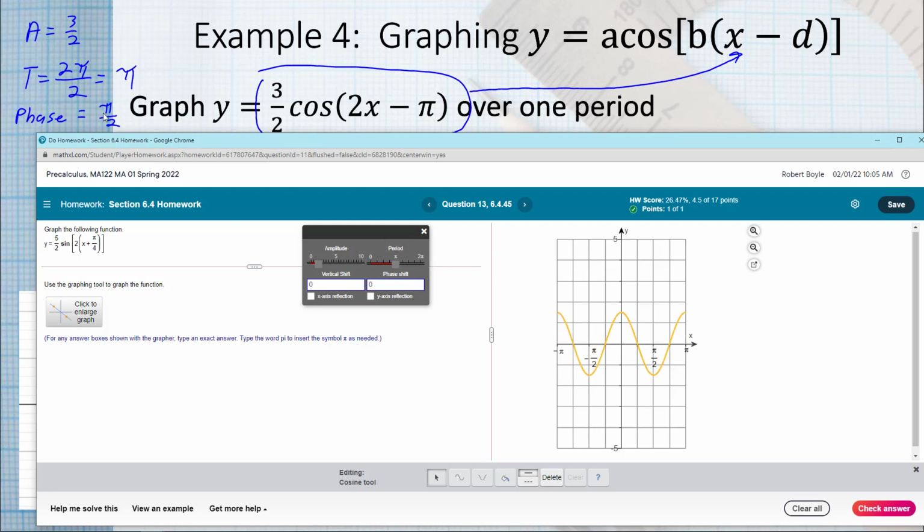Okay, and now the phase shift is pi over 2, so we want to change this to pi divided by 2. Also notice that this is positive, so there's no reflection across the x-axis. So we can hit enter, and that would be our graph. Now, do they look similar?